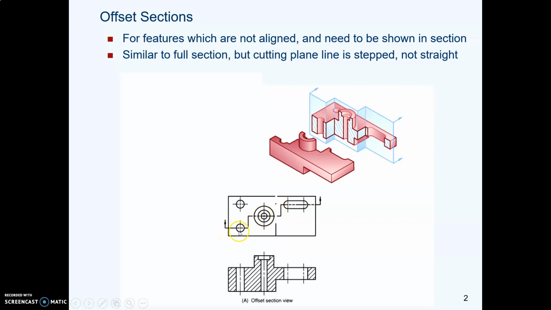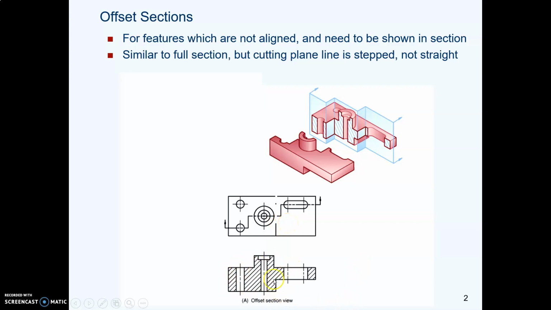So here in this part, the drafter wanted to section through this small hole and this boss with a counterbore in it and this slot. And instead of making 3 separate sections, they made one offset section. So the imaginary saw blade that you use to cut through the part actually has steps in it. It's zigzag. And here is the cutting plane line that shows the shape of that zigzag saw blade.